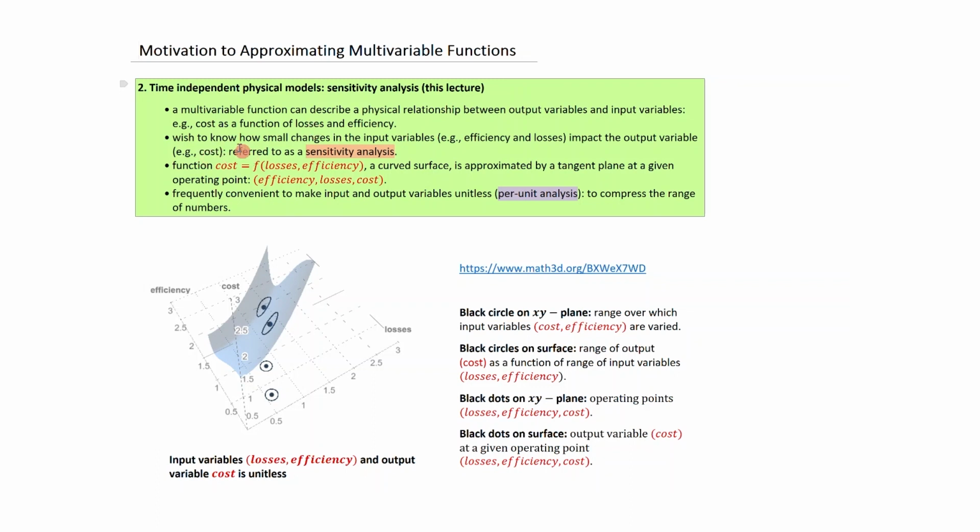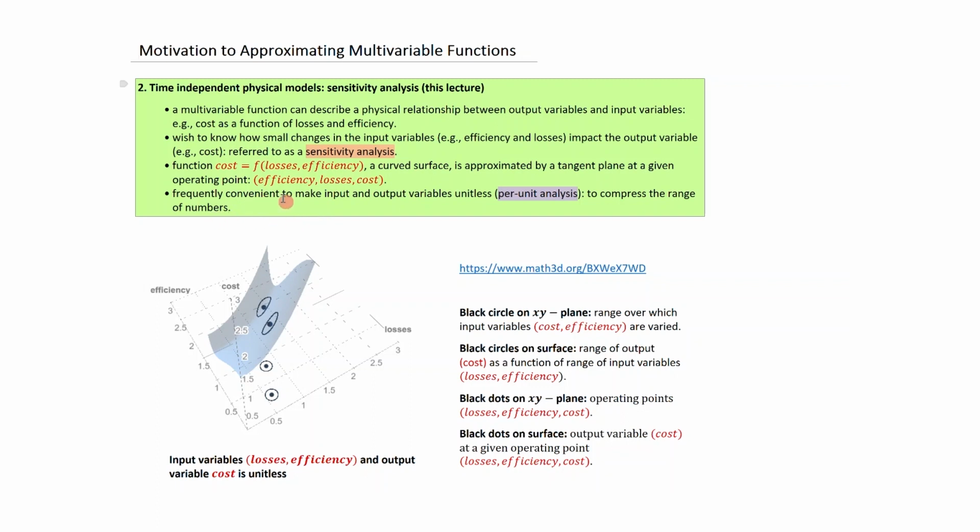Second, we wish to know how small changes in the input variables, which would be efficiency and losses in this example, impact the output variable, in this case cost, and this is referred to as a sensitivity analysis. The function, which is cost as a function of loss and efficiency, is a curved surface. It's approximated by a tangent plane at a given operating point. The operating point would be efficiency, losses, and the corresponding cost for those 2 points.